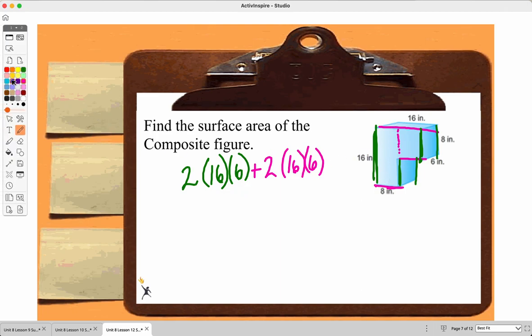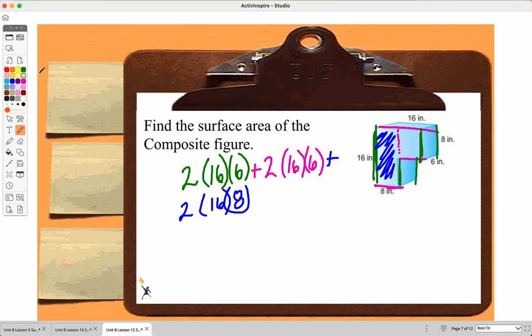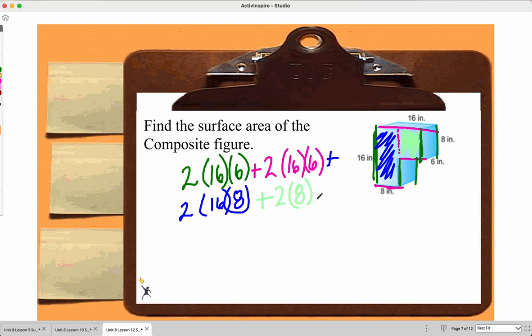I'm going to change colors. Let's go to this bright dark blue right here. This figure is going to be 16 by 8. And I've got 2 of those. Plus 2 times 16 times 8. And then I've got my other one. I'll put this one in like this pretty light green here. That's hard to see. Is this shape. And I've got another one mirroring it on the other side. So if this was 8, that makes this 16. If this is 16 and this is 8, so we've got 8 by 8 plus 2 times 8 times 8. So it's very similar to the LH, LW, HW formula, except I'm splitting up that one shape that is not a traditional rectangle.